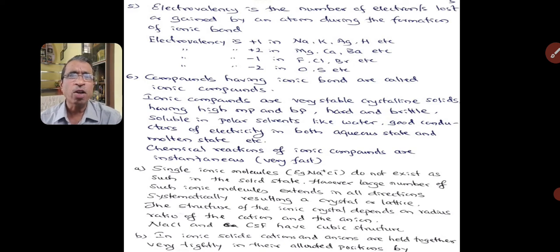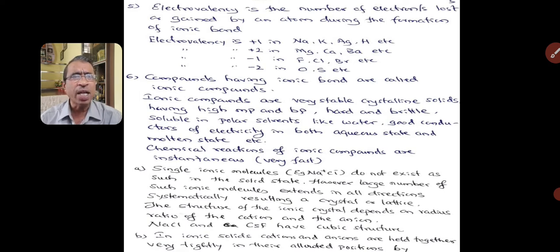Similarly, fluorine, chlorine, bromine take 1 electron. So hence its electrovalency is -1. Oxygen and sulfur take 2 electrons. Hence its electrovalency is written as -2.